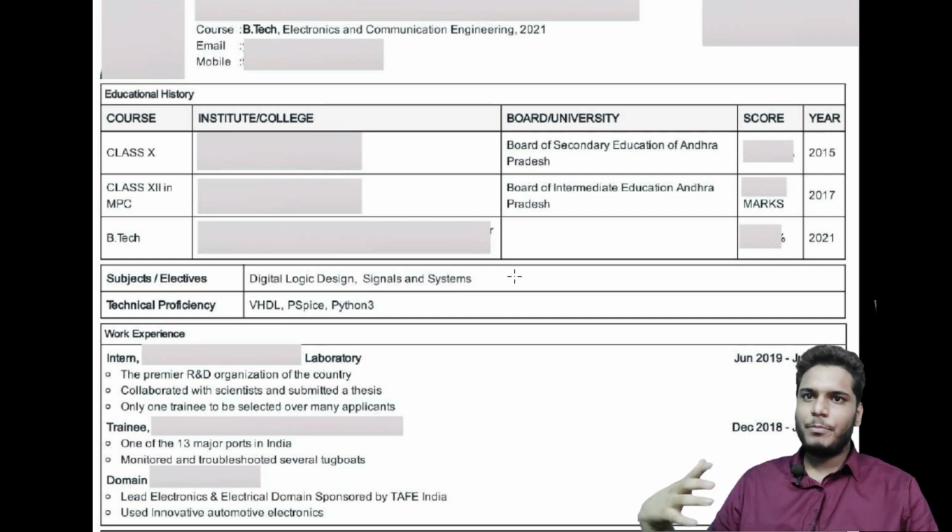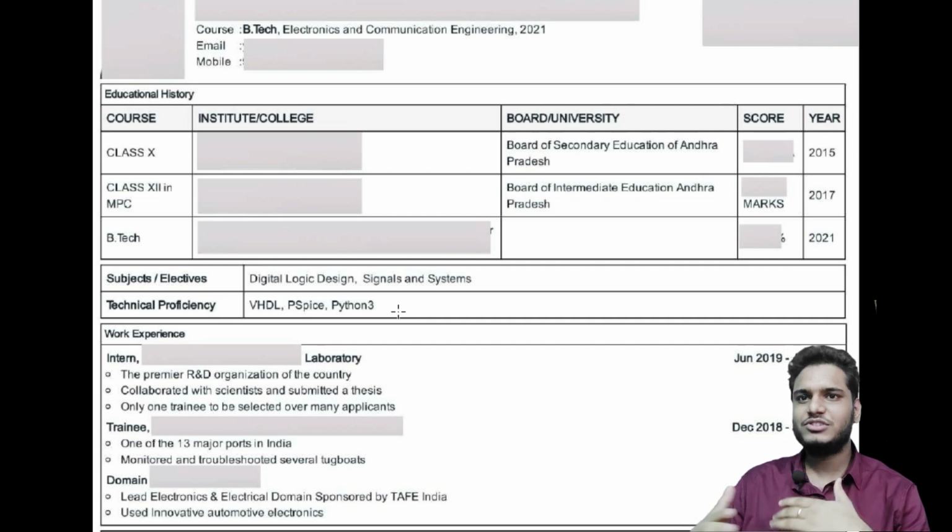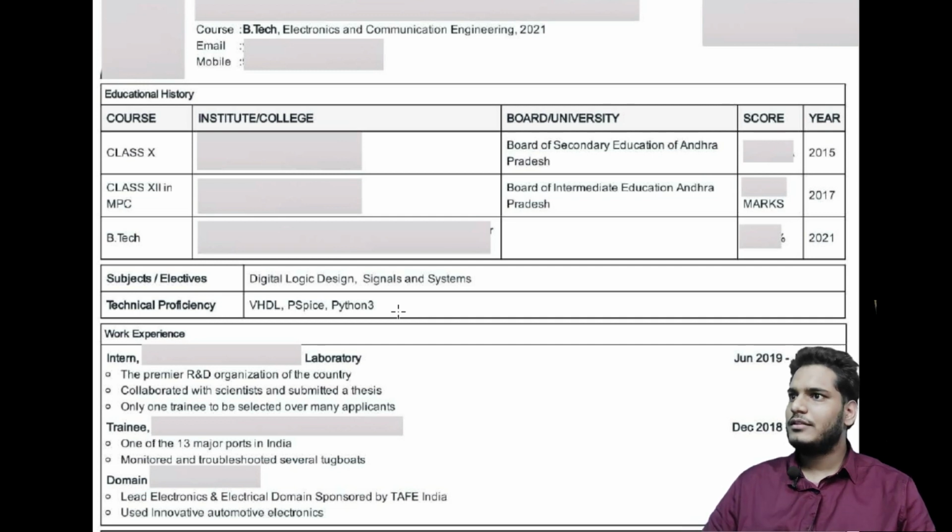Now to the top, you need to add a good passport size photo, and obviously you would be writing your contact details up front, and to the right, if possible, add your college logo, and that is how this resume starts. The next thing is the educational history. This is mandatory in every resume, but addition of timeline seems very good.